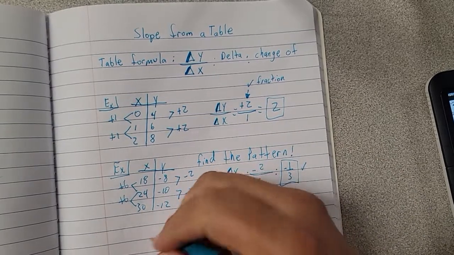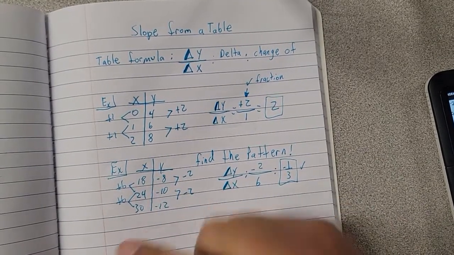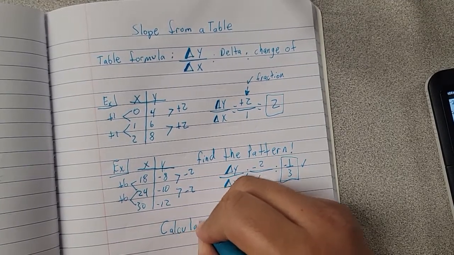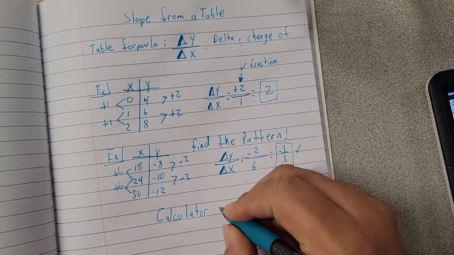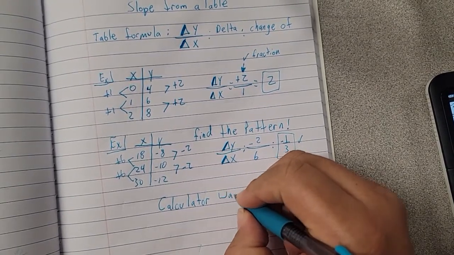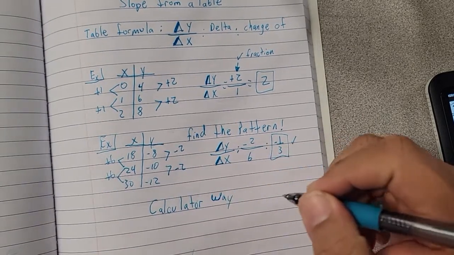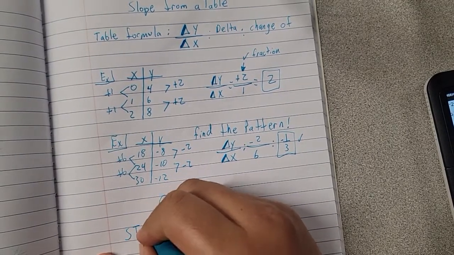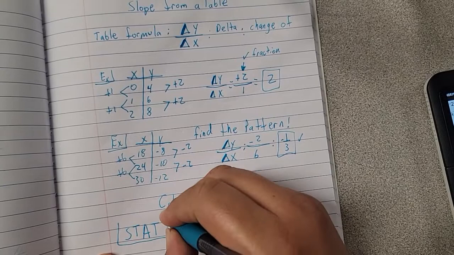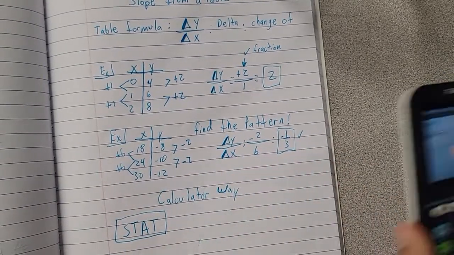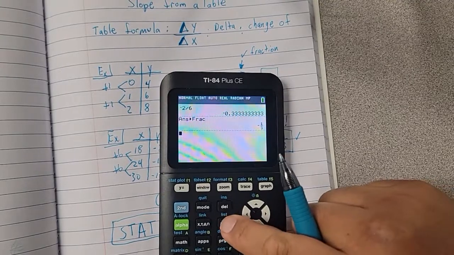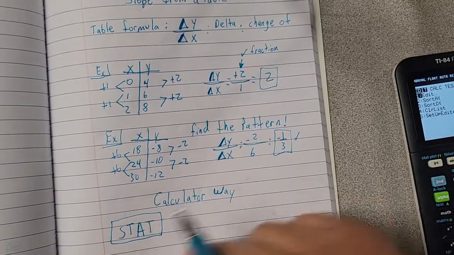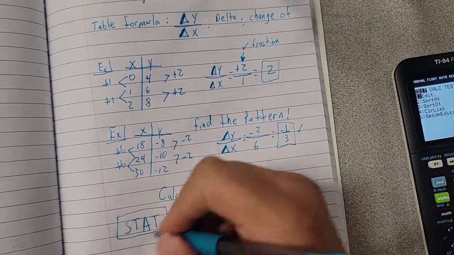Okay. Now, if we want to use the calculator instead of trying to find the pattern, the calculator array is what we call STAT. S-T-A-T. There is a button right here. It says STAT. That's what we're going to use. I'm going to put the instructions here. So step 1 is STAT.